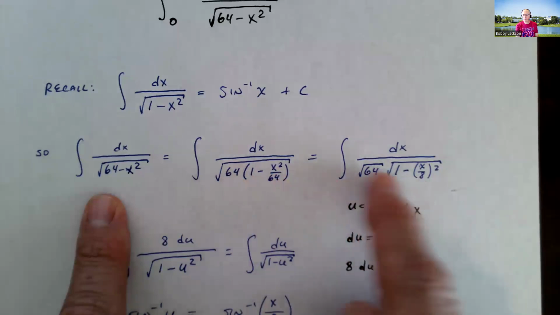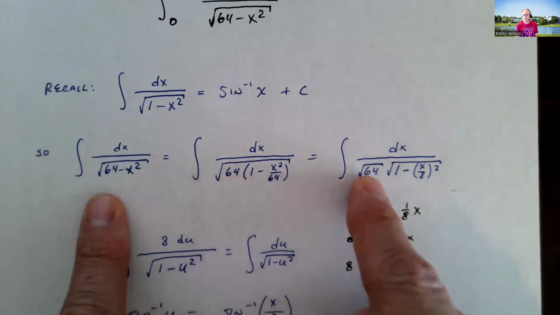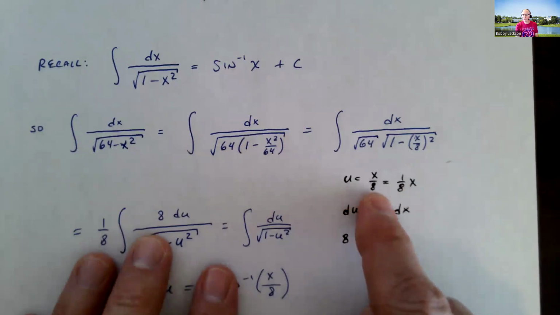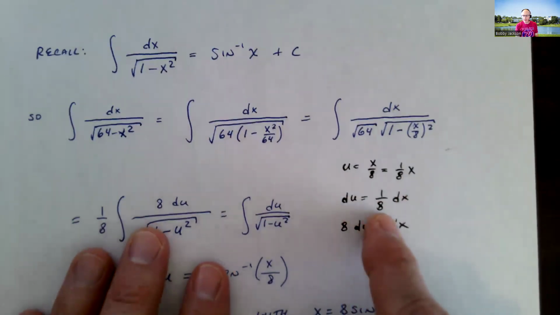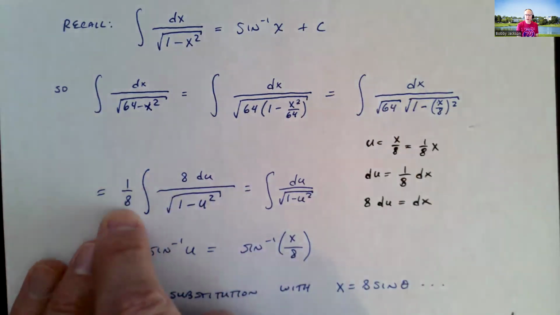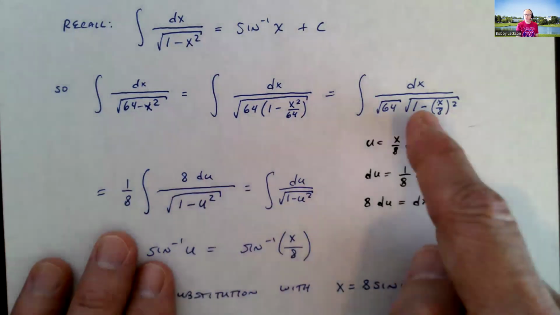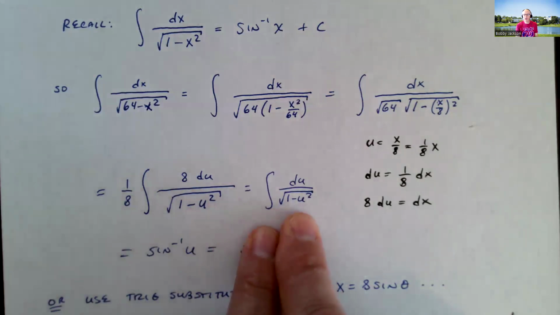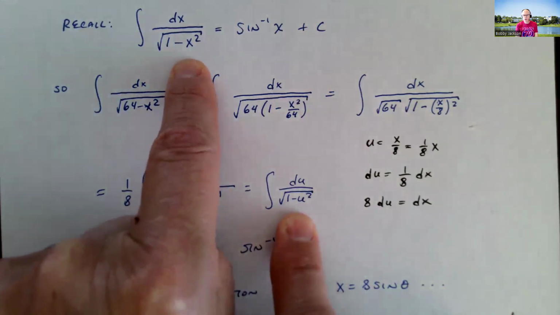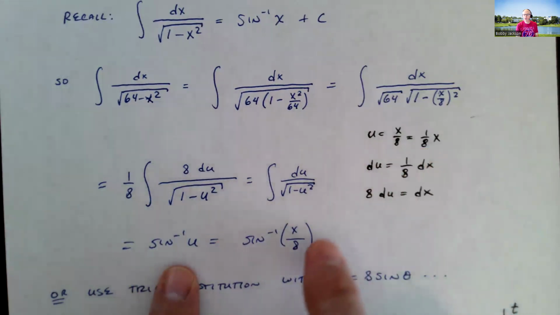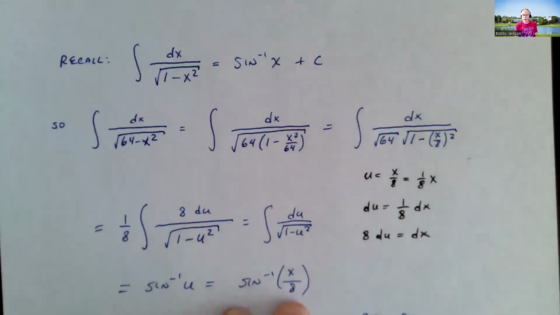I can then break this up as the product of the square root of 64, which is 8, and the square root of this. Now, if I let u be x over 8, or 1/8 x, I get du is 1/8 dx, so 8 du is dx. So pulling out the 1 over the square root of 64, the 1/8, the dx is the 8 du, and this becomes the square root of 1 minus u squared. Notice the 8 times the 1/8 just becomes 1, and we get this. Well, guess what that is? It's just this with u instead of x. So we get sine inverse u, but remember what u was. It was x divided by 8. So end story, the antiderivative of this function is going to be the arc sine of x over 8.